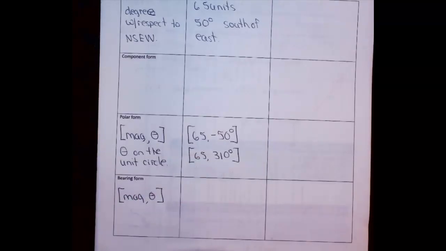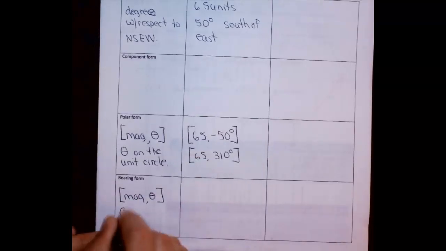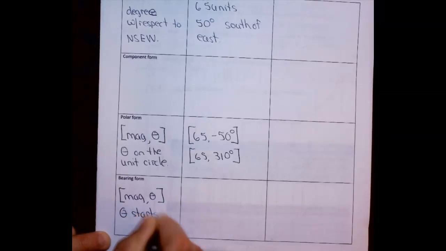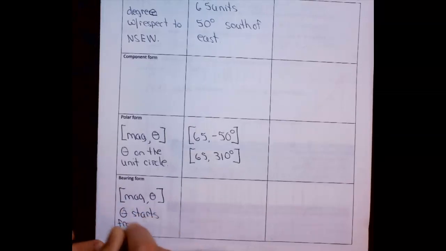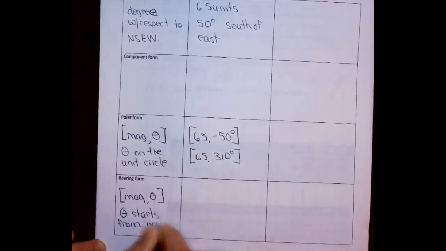If we were writing this in bearing form, then again, we've got magnitude, comma, theta. The only difference on this one is, remember that theta starts from north, and it has to go clockwise.